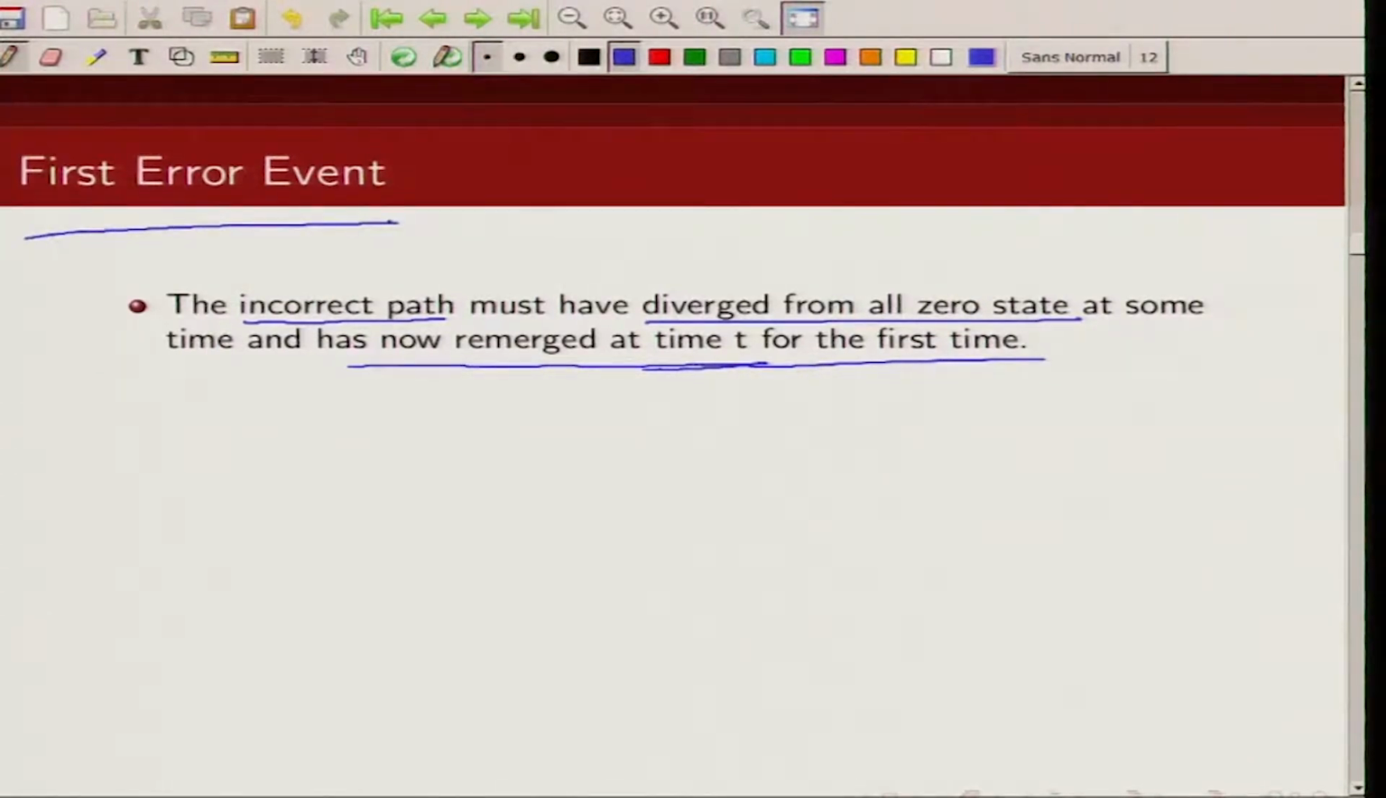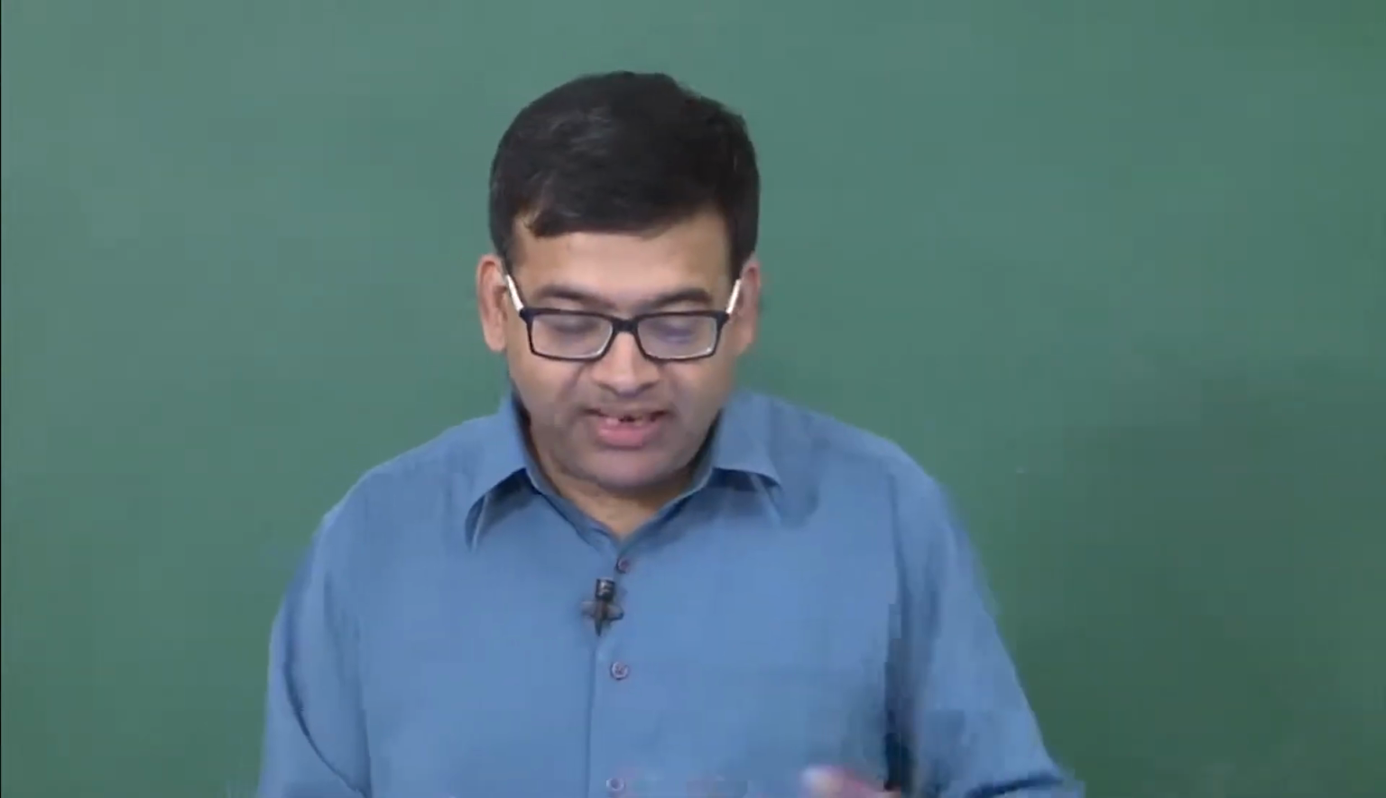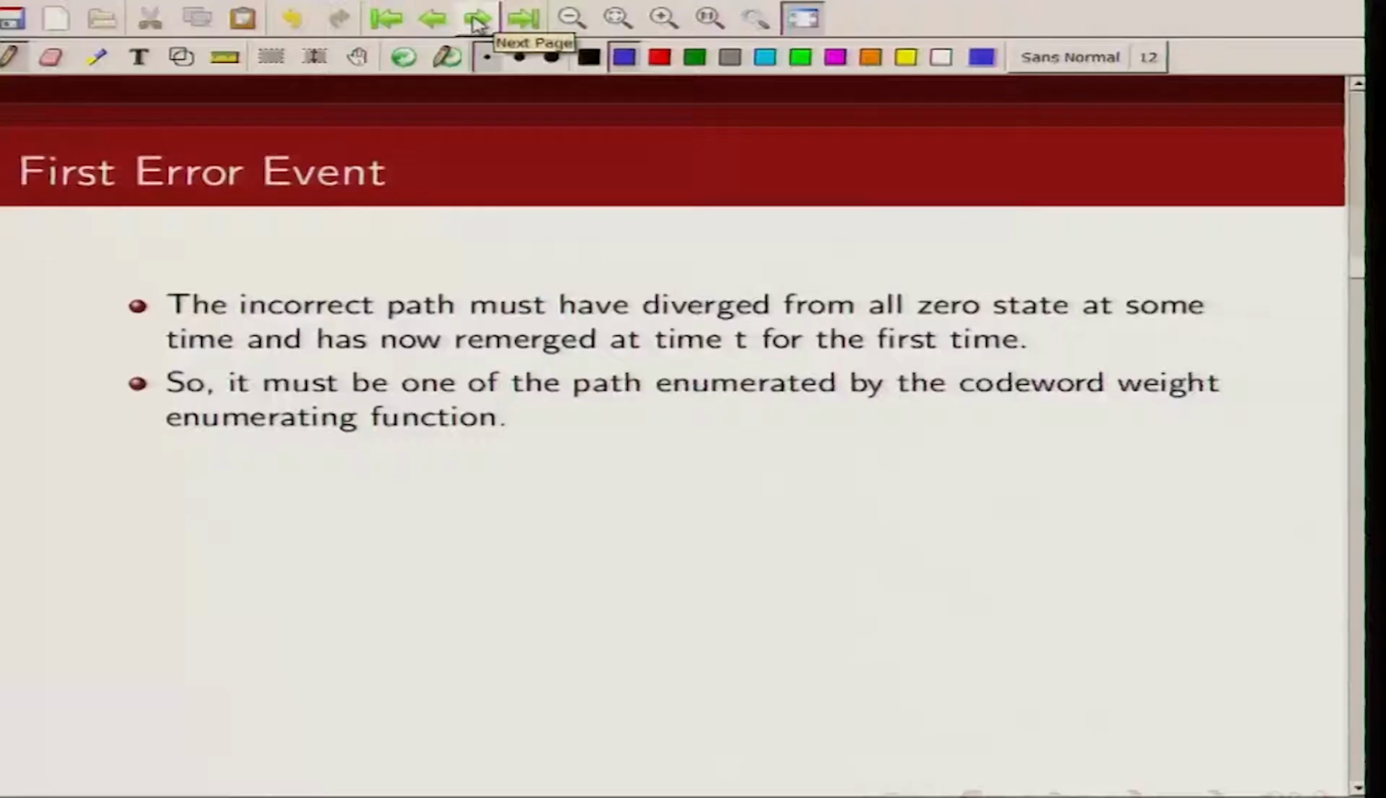So, that is what we call the first error event. At a time t, when we are deciding in favor of some path other than the all 0 path, that means this is the time when this other path, the incorrect path, has merged into the all 0 state. At some time in the past it would have diverged from the all 0 state, and now at time t it is merging back into the all 0 state.